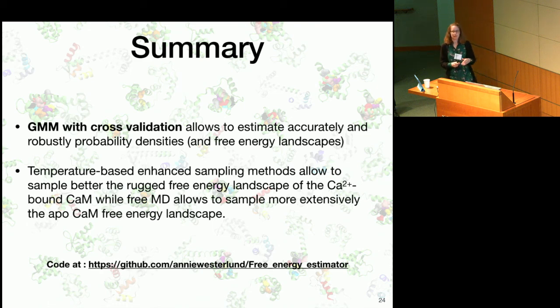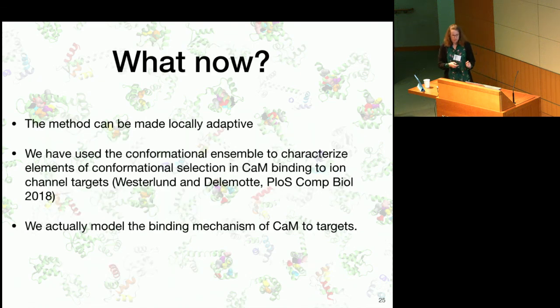And this actually has biological implications, because we know from our other investigations that calcium-bound Calmodulin adopts more of a conformational selection type of mechanism, whereas calcium-free Calmodulin is much more flexible. And so the free energy landscape supports this difference in the binding modes of these two types of Calmodulin. We are thinking of making this method locally adaptive, because for the moment, this cross-validation only works on the whole landscape. This I just mentioned. Check out the paper if you're interested. And we are also now modeling the binding mechanism directly using this kind of method.